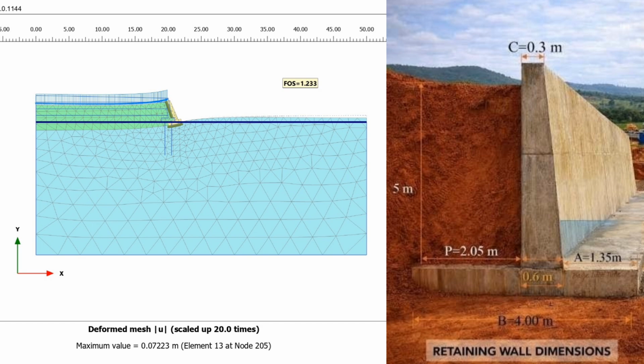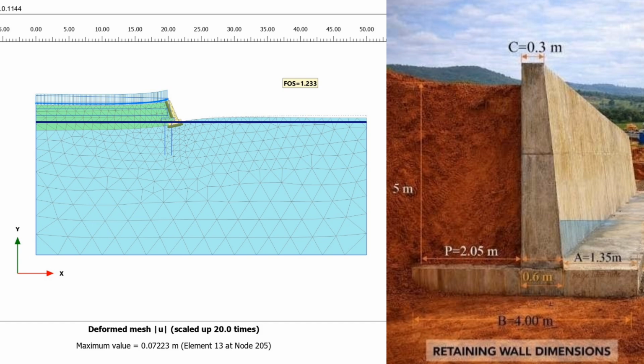At the end, exactly when they apply any traffic loading above the backfill, if they upload the traffic, that slope or that retaining wall is going to fail, as shown by the result from the software.